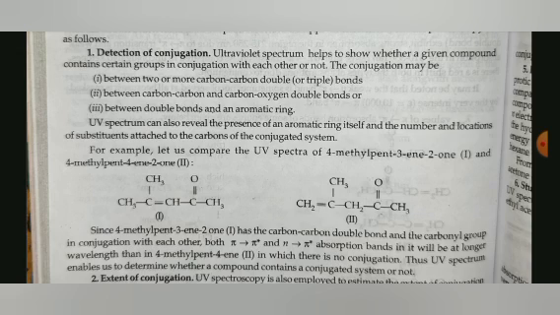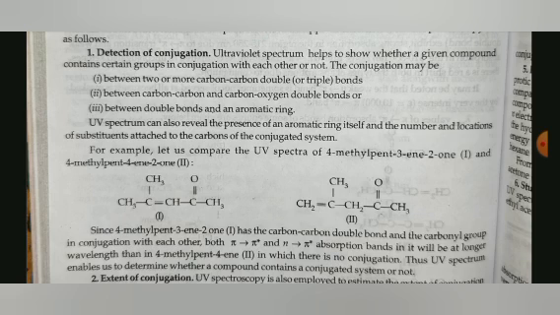The conjugation may be between two or more carbon-carbon double bonds, between carbon-carbon and carbon-oxygen double bonds, or between double bonds and an aromatic ring. The UV spectrum can also reveal the presence of an aromatic ring itself and the number and location of substituents attached to the carbon of the conjugated system.